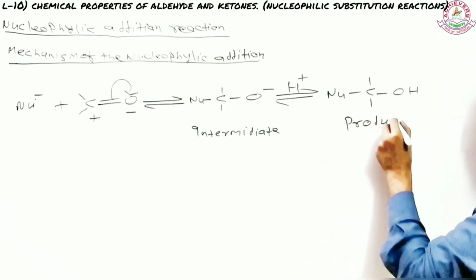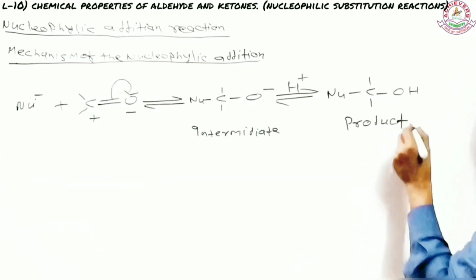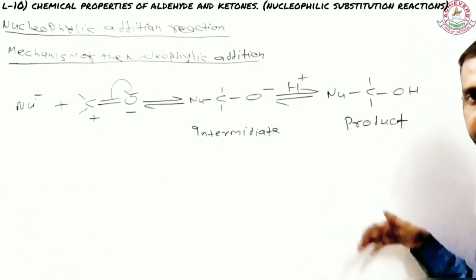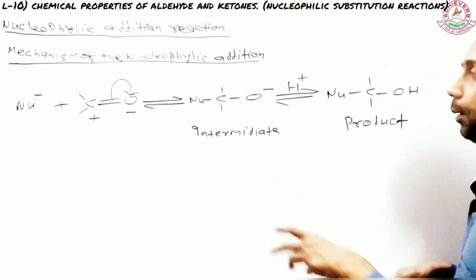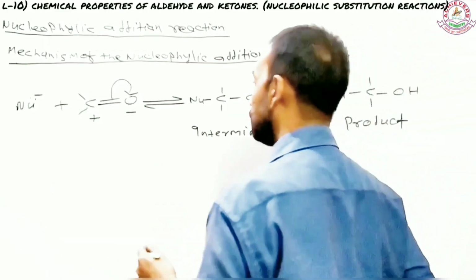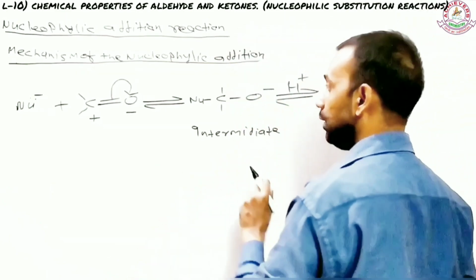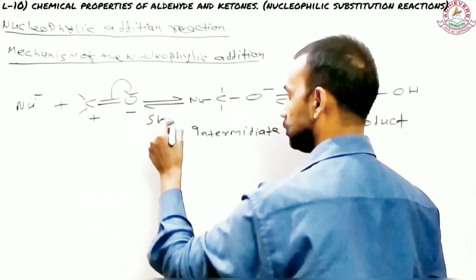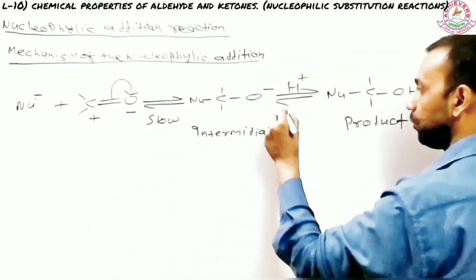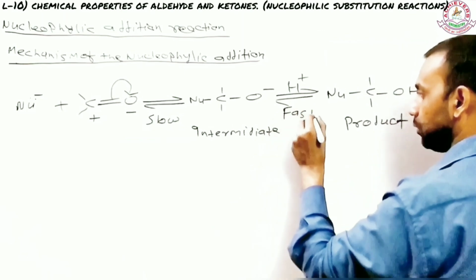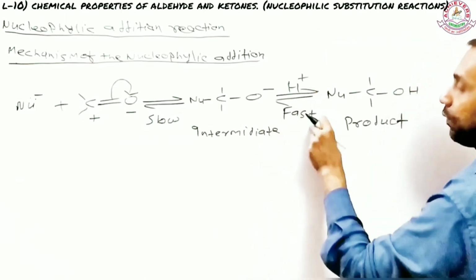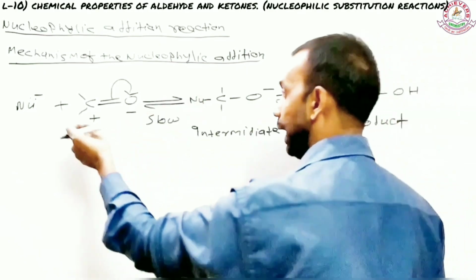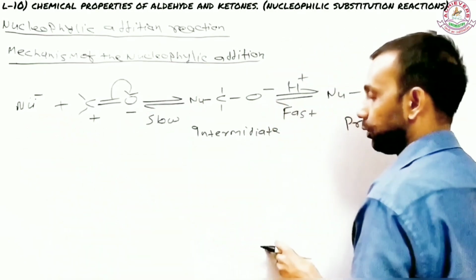So this is the basic mechanism, and I will do some of the reactions which I am about to take now. But before that, I need to tell you that this first step of the reaction is a very slow one. This is a slow process, while this is a fast process. What that means is protonation is a fast process, but nucleophilic addition is a slow process.